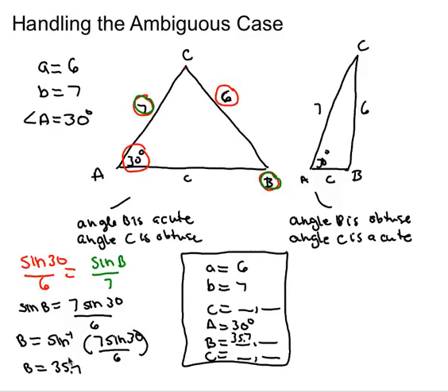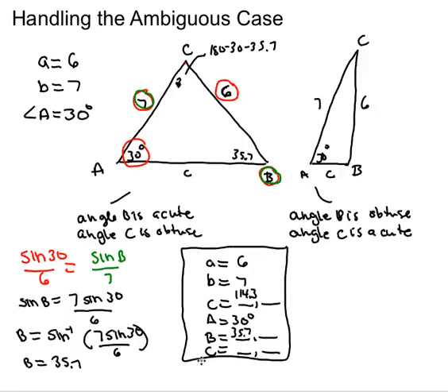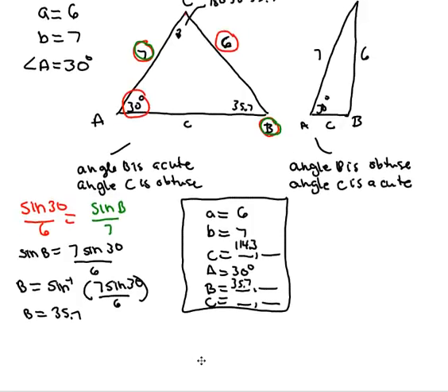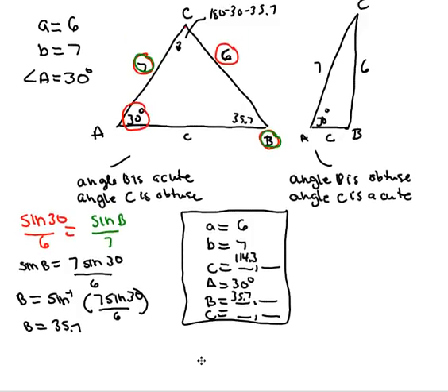So I found B is 35.7, and then I would find angle C. I'm going to take 180 minus 30 minus 35.7, and that gives me 114.3. Now I need to go ahead and find the side length of C.